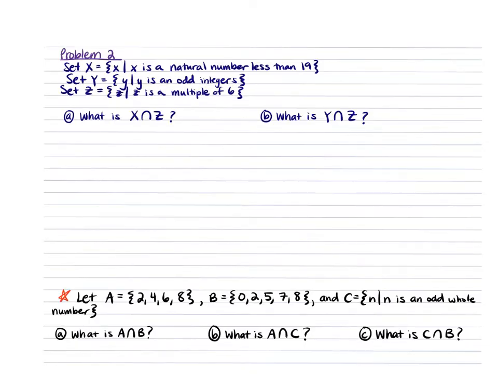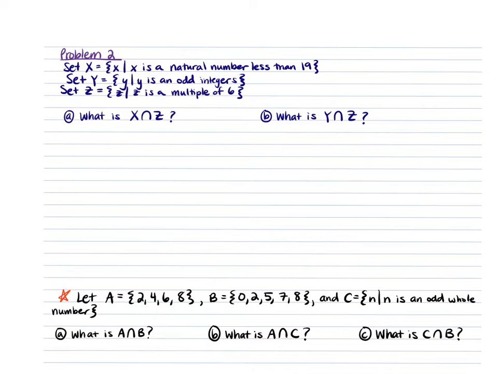Okay, so here's another problem, and this is in a different notation. Set X equals x, where x is a natural number less than 19. So this is any natural number less than 19. And then set Y is y, where y is an odd integer, so any odd integer. And then set Z is z, where z is a multiple of 6. So the first question is asking, what is X intersect Z? So what things do X and Z both have in common?